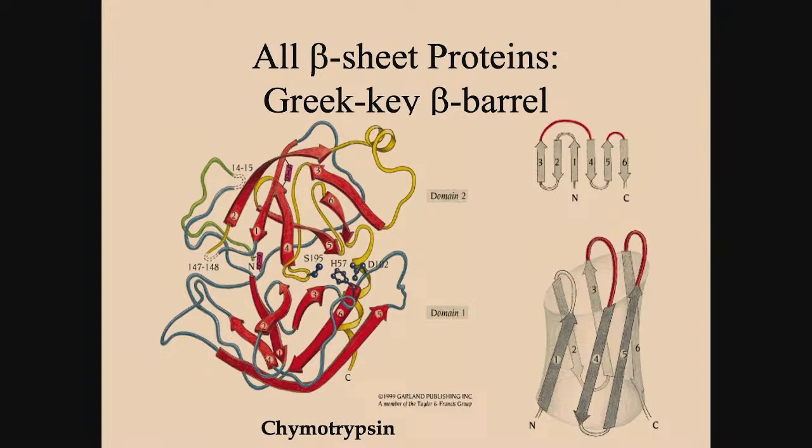Okay, so domain 1, domain 2, each one is a beta barrel. It's sort of shown right here. Okay, 1, 2, 3, 4 is the Greek key motif, and then 5, 6 completes the barrel. And then you'll see later, as is often the case with biochemistry, where reactions happen, the active site is located at the domain-domain interface. So serine 195 is right in the interface between the 2 domains. Are you familiar with chymotrypsin? No, that's fine. We'll talk about it.